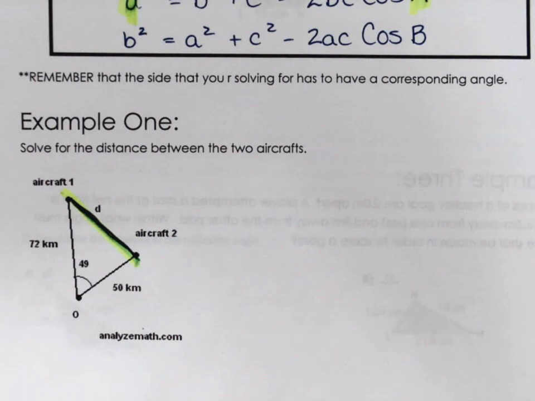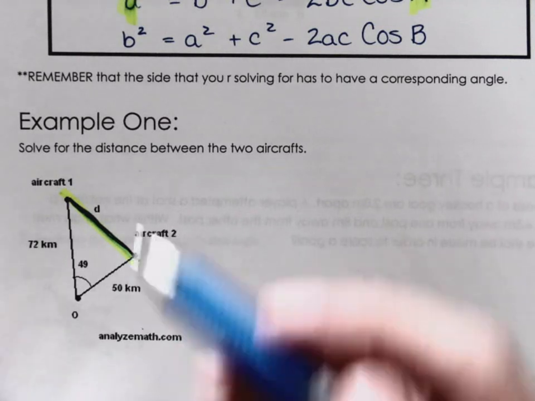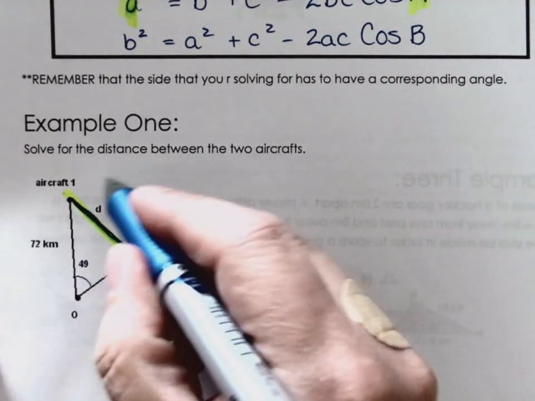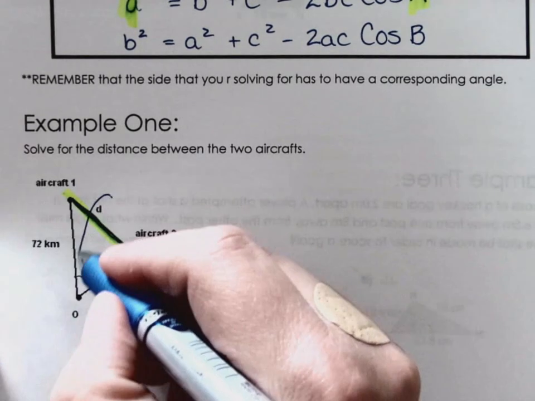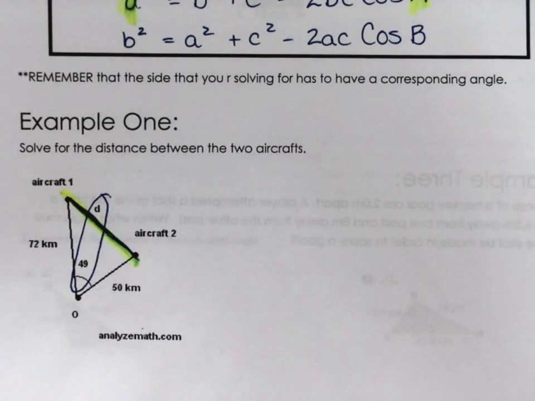Good news, cosine law, there's only ever one triangle. There's no ambiguous cases. If you know you don't have a matching set and you have to use cosine law, there are no ambiguous cases with cosine law. Yay! So if I'm solving for side D, I have to have angle D, which I do. It's angle 49. So those make up the earmuffs of the equation.